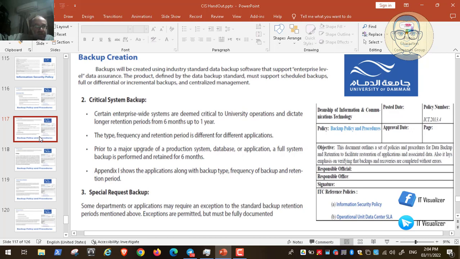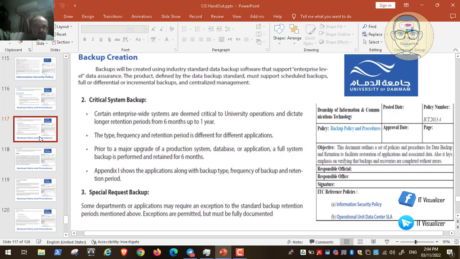Okay, and then special request backup, this depends upon a special request asked by the department heads. For example, let me state one situation that happened with me. Maybe when you are closing the year, sometimes when you are using a financial system and the accounting team is closing the year, they ask to make a special backup request to back up the data before closing the year.